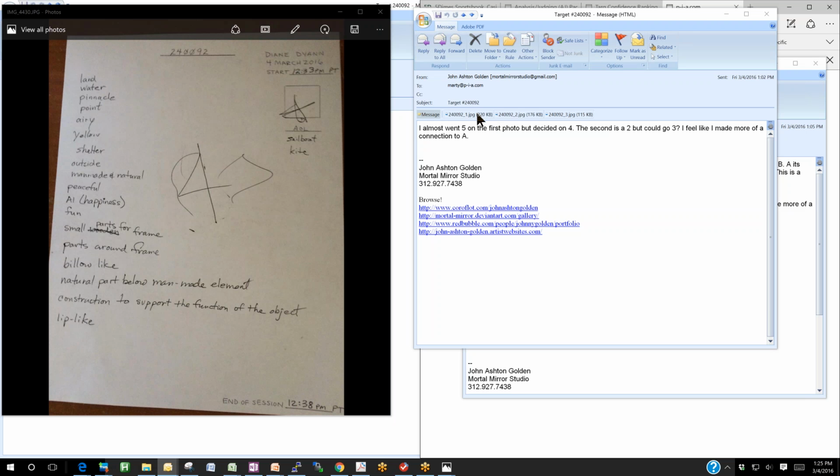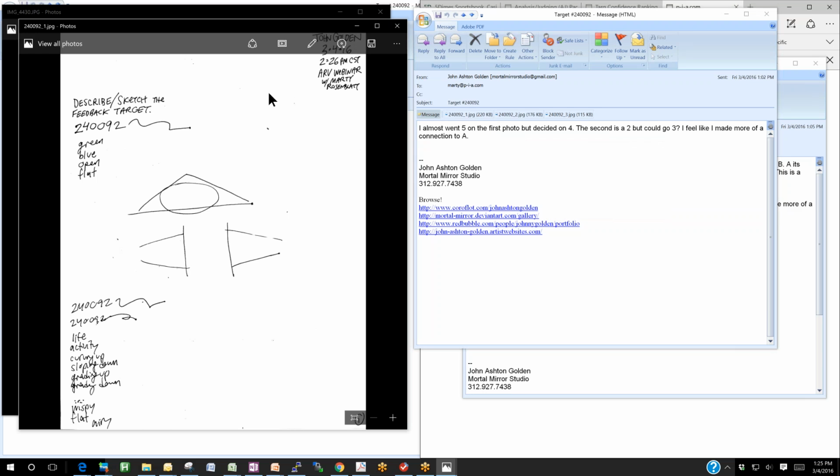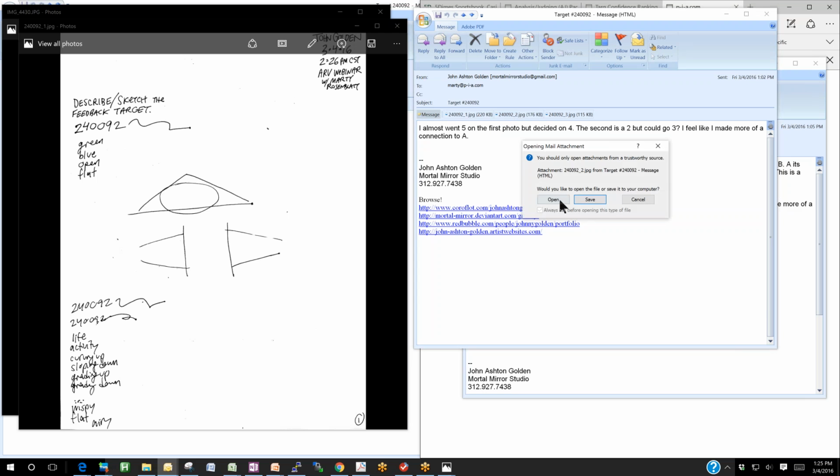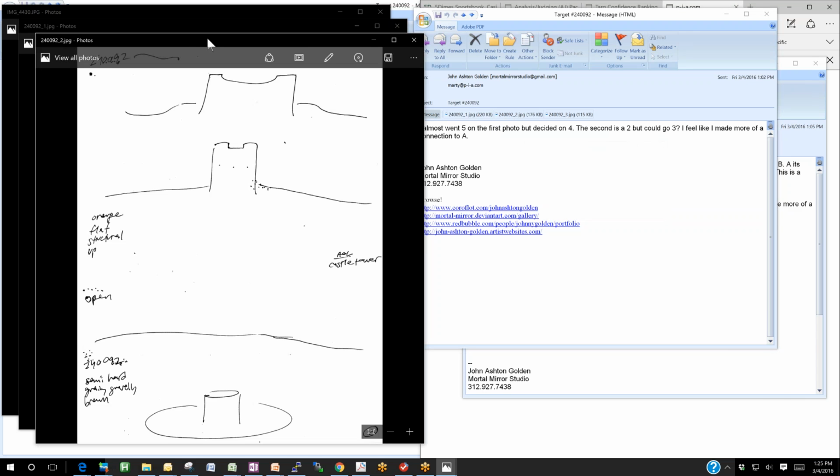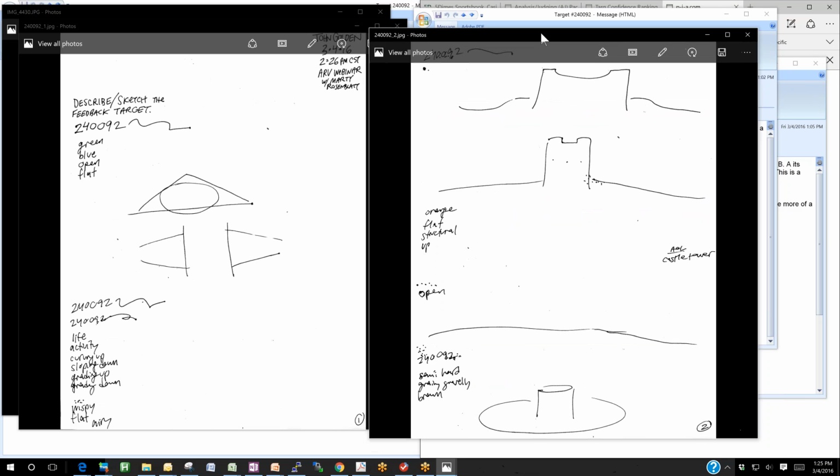Okay, so let's see what this one looks like. Okay, so you gave me 2 pages. I think I can open up the second page. And you gave this a 5 in your mind? No, this was 4. You gave 4 and 4 as far as I can tell. No, I gave a 4 for the first one and a 2 for the second one.